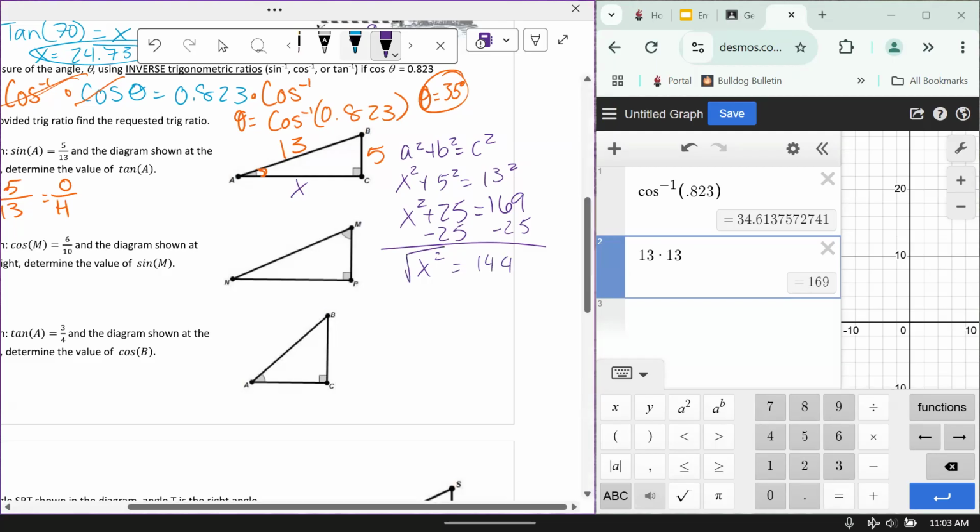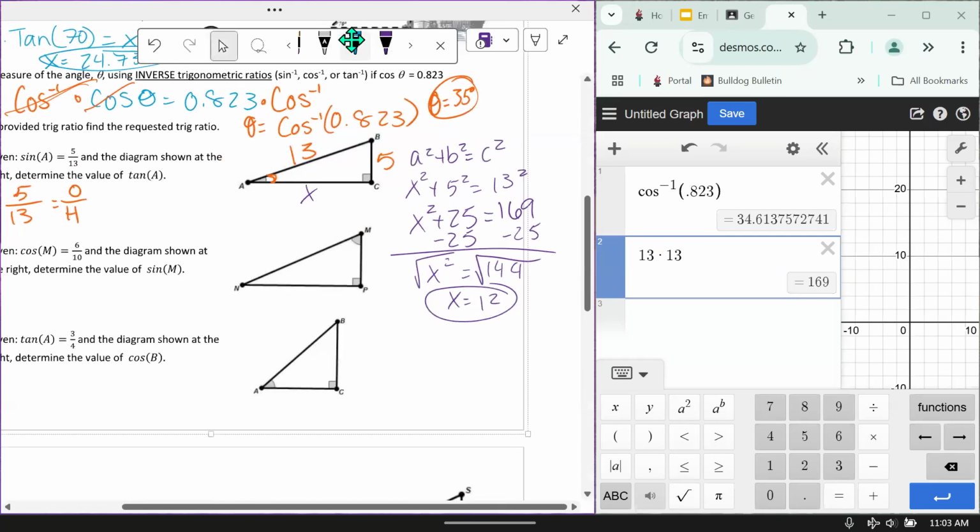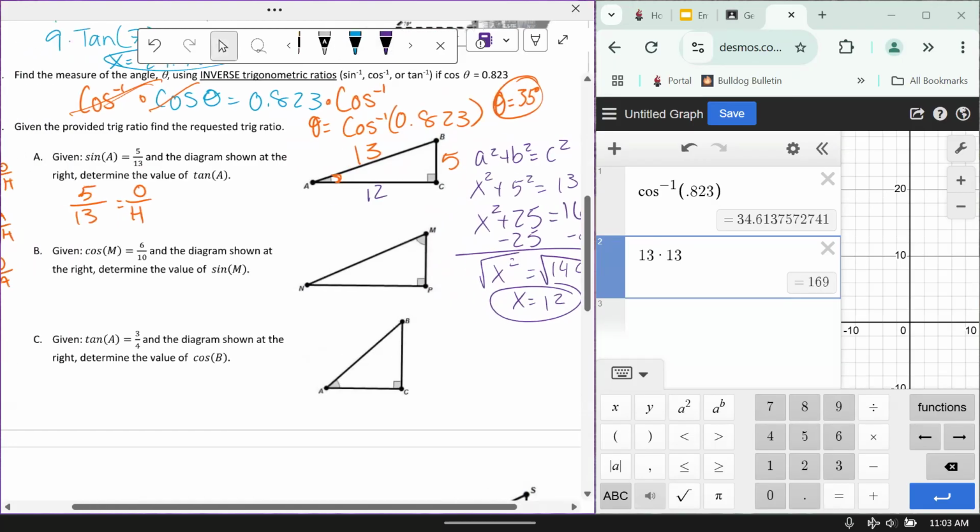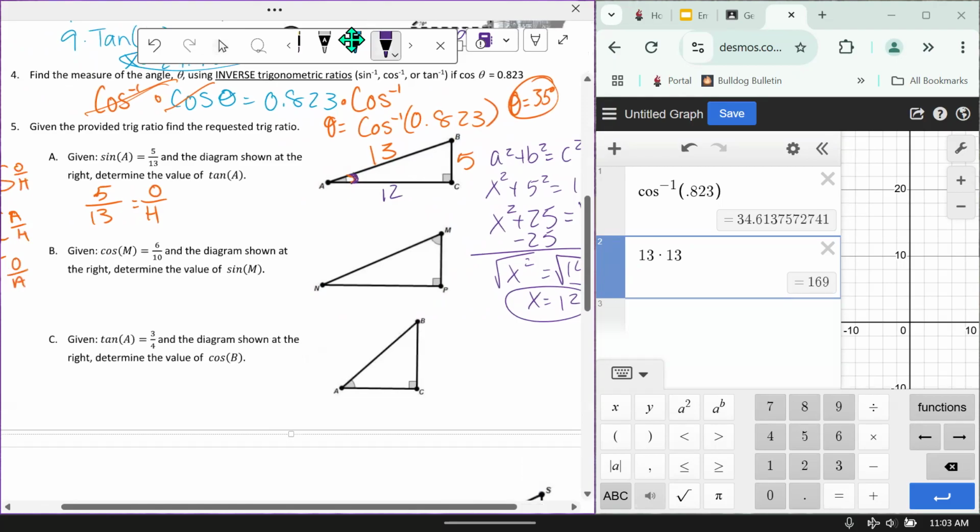Okay, take the square root of both sides. X equals the square root of 144, which is 12. Woo! Okay, so X right here, AC, now equals 12. We know this. So our tangent of A would be opposite over adjacent. So 5 is our opposite, 12 is our adjacent. So tangent of A equals 5/12. Boom! Aren't we smart? Okay, go ahead and try B and C by yourselves.